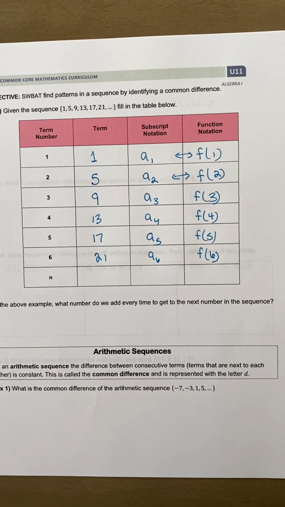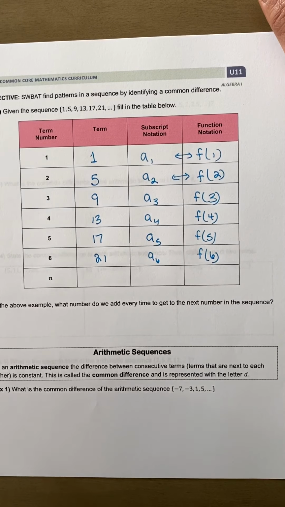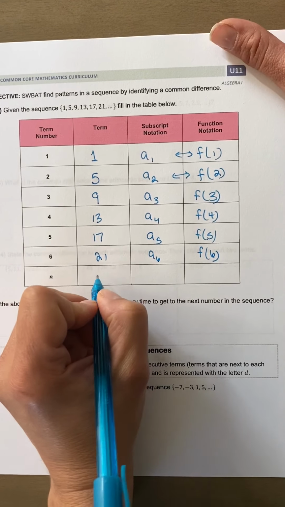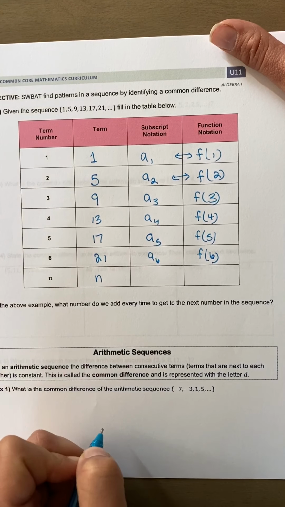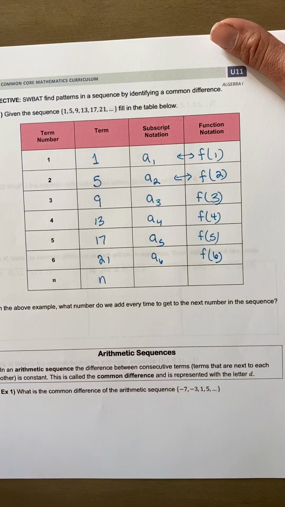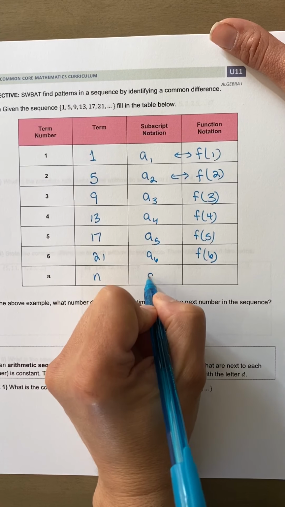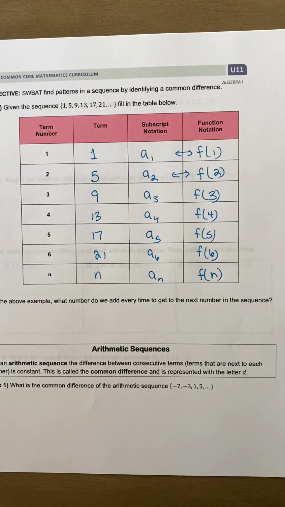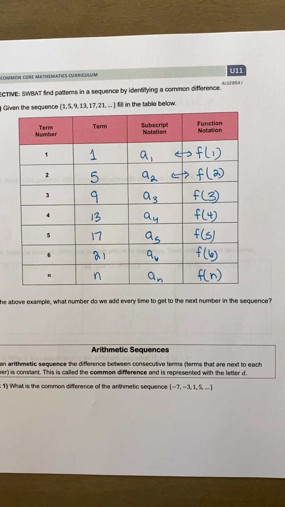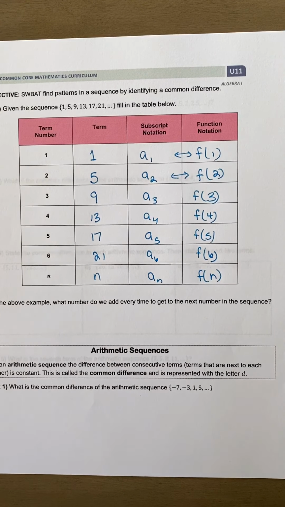It keeps going on to infinity, adding the same number over and over and over. So right here, I'm just going to put an n because I don't know exactly what the term is. My nth term is represented by this, and the function notation is f of n. All right.